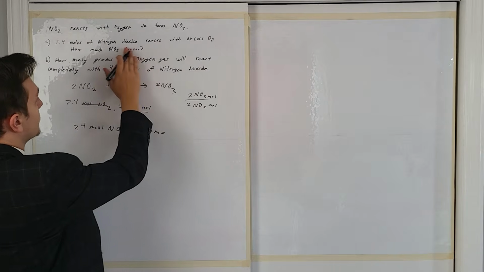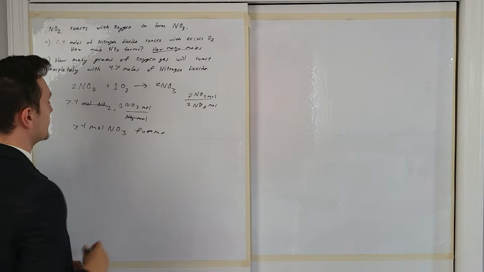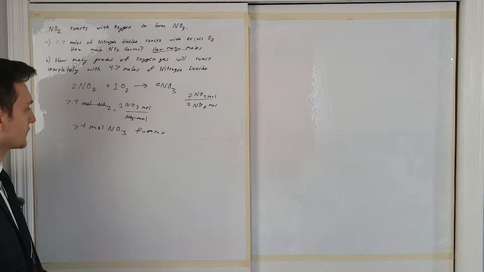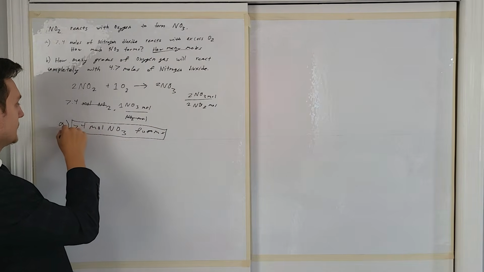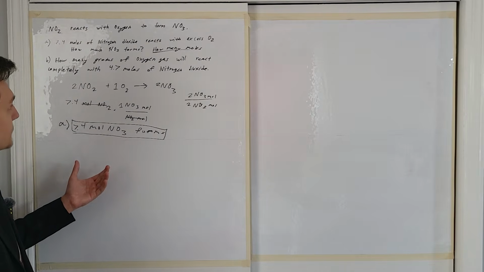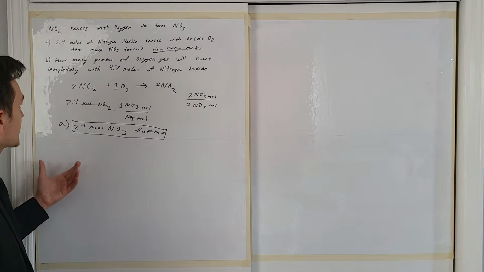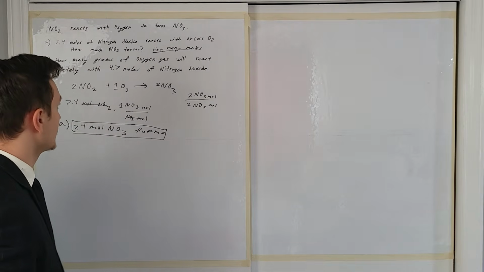This is supposed to say how many moles, how many moles it's asking for. So we found here how many moles of NO3 forms. That's our final answer for part A. Now let's look at part B. How many grams of oxygen gas will react completely with 4.7 moles of nitrogen dioxide.